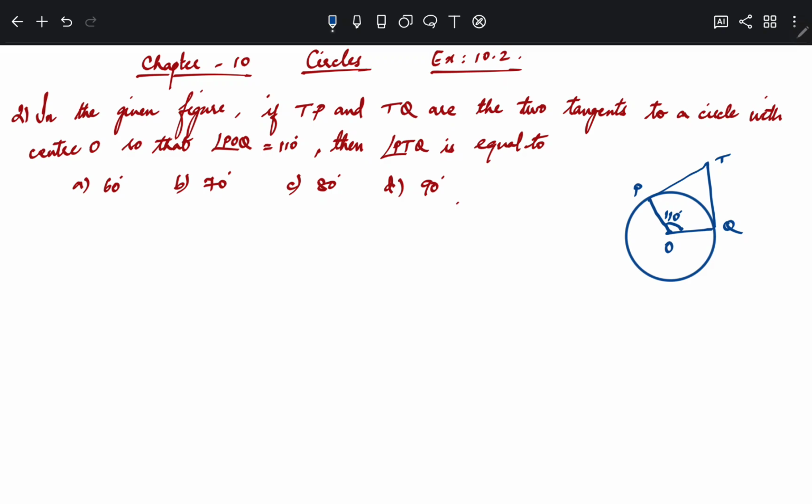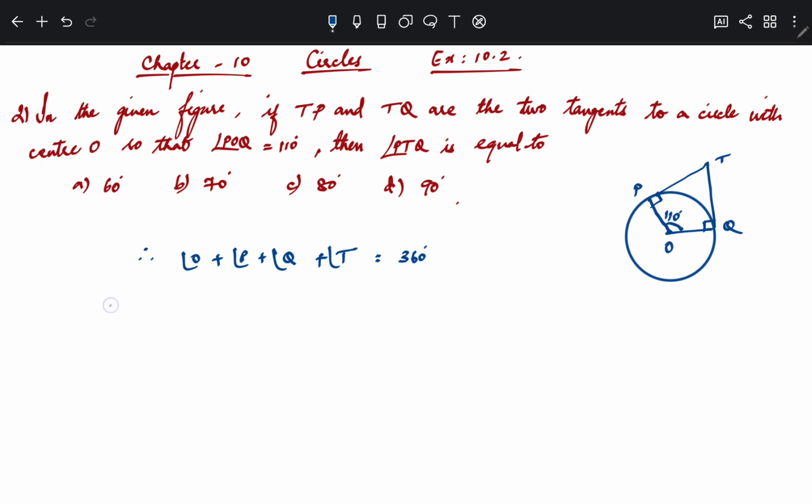With theorem 1, we know that angle OPT and OQT become 90 degrees. And in basic geometry, the angles of all sides of a quadrilateral give us 360 degrees. Therefore, angle O plus angle P plus angle Q plus angle T is equal to 360 degrees.